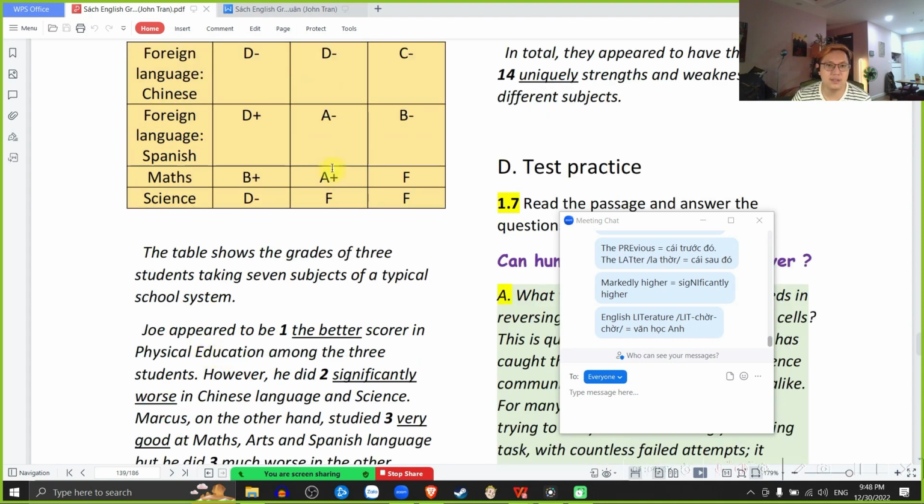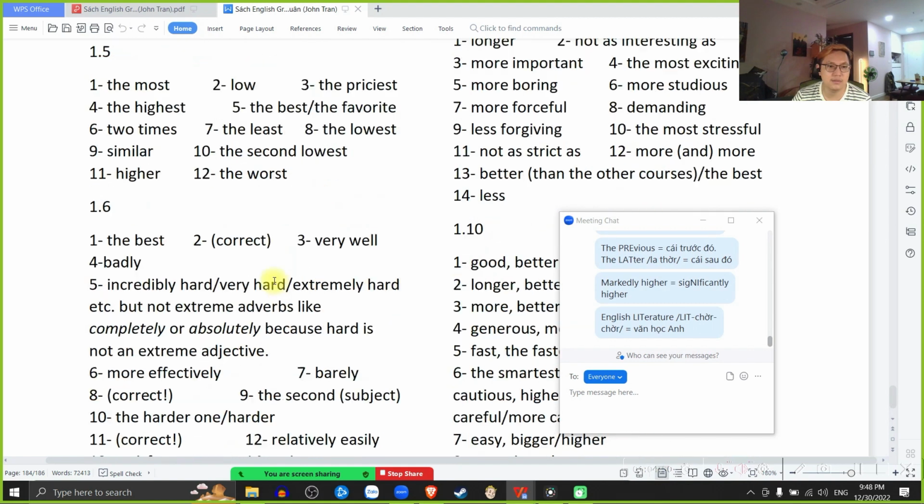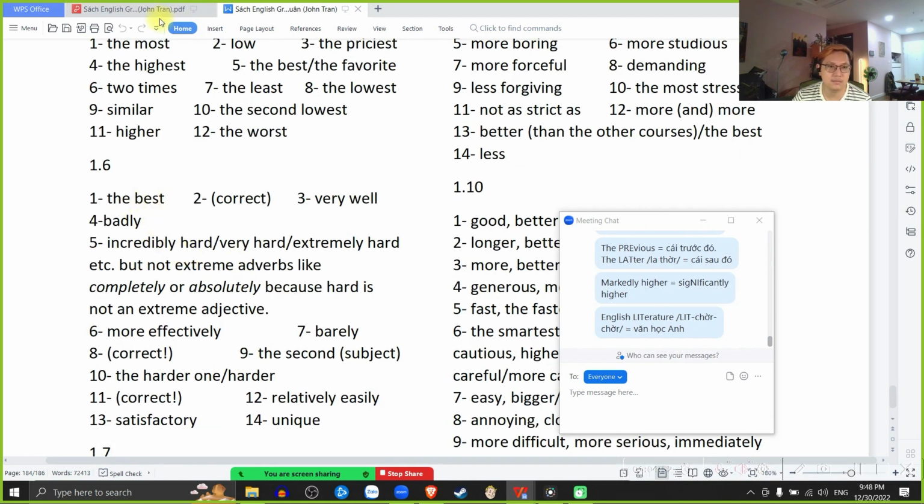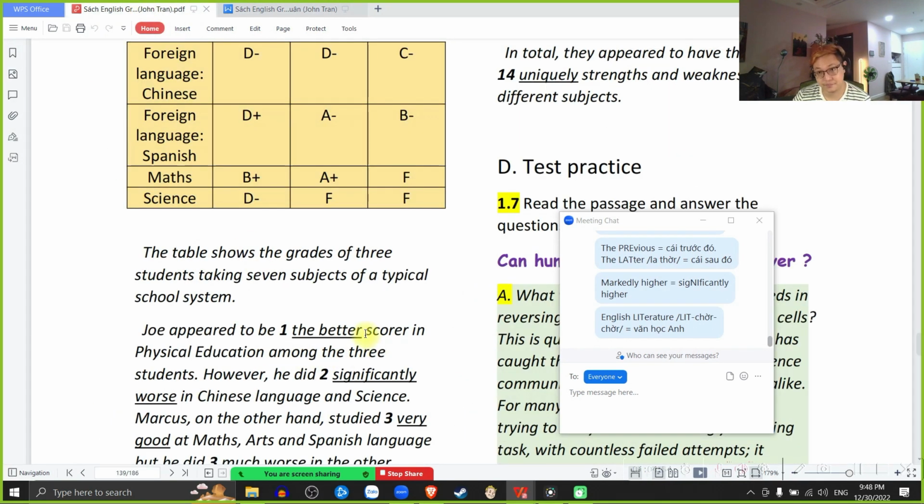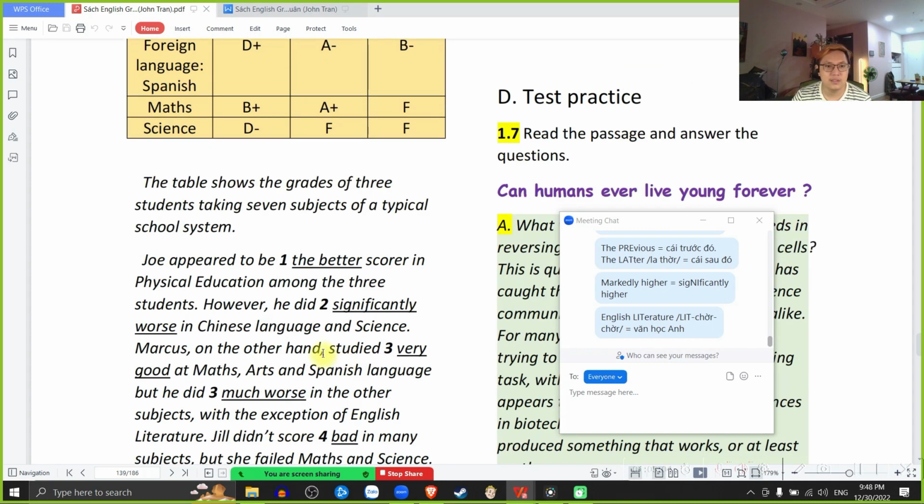Joe appeared to be number 1. It's the best, chứ không phải là the better. Joe appeared to be the best scorer in physical education among the three students. Joe có vẻ như là người đạt điểm, scorer là who scored, một người mà đạt được điểm tốt nhất về cái môn PE, môn thể dục trong suốt cả ba sinh viên học sinh này. However, he did.